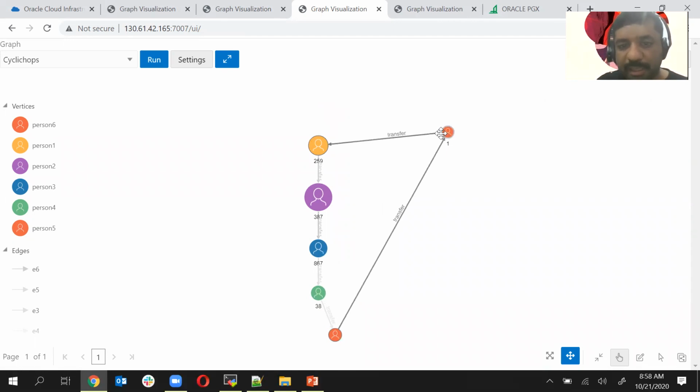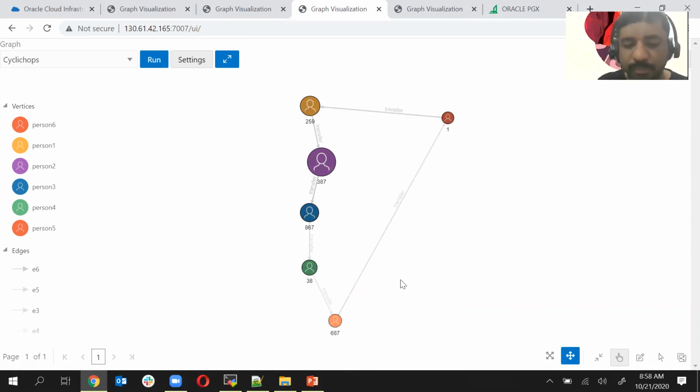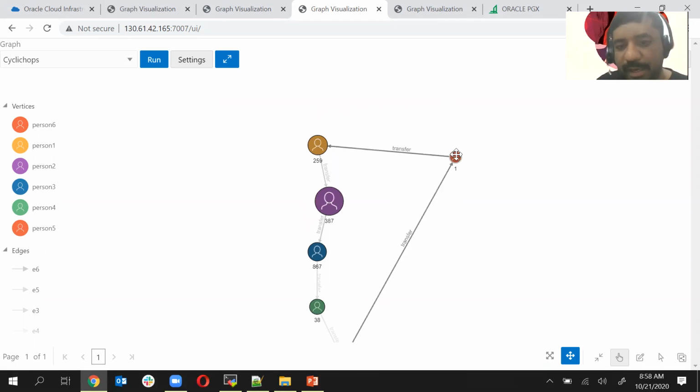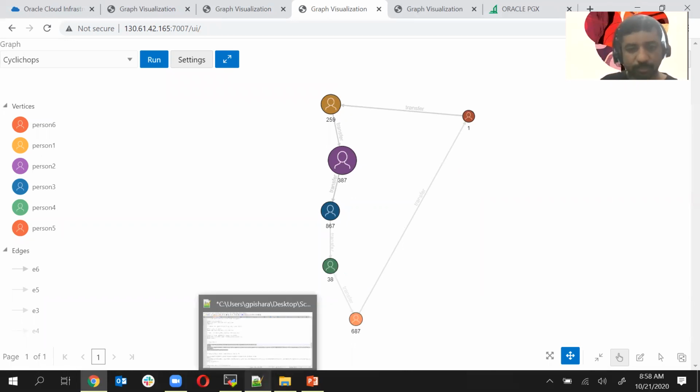that from node ID 1, there has been a transfer to node ID 259. 259 transferred it to 387. 387 transferred it to 867. 867 in turn transferred it to 38. And then ultimately it goes back to node ID 1, from 38 to 687 and 687 to node ID 1. As a 6-hop cycle, it then again went back to node ID 259. So this is a cyclic transaction.